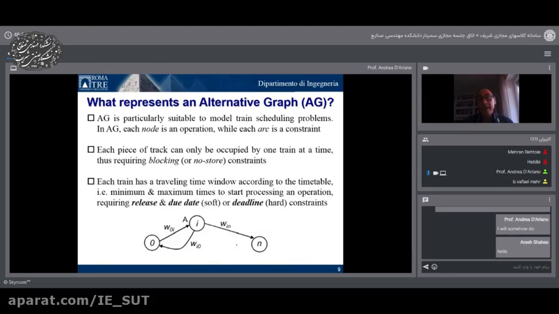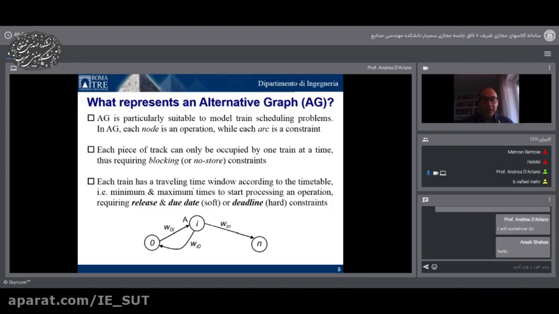Then we need to represent other constraints for this problem. In general, each train has a kind of time window to perform its operations. For example, it's traveling on a piece of track. There is a time window to use this piece of track. How can we represent a time window? We can represent it as a minimum and maximum time to start the operation that corresponds to the train on that piece of track. So we need to fix a minimum time to start the operation and a maximum time to start the operation. This can be easily done with some special arcs in the graph.